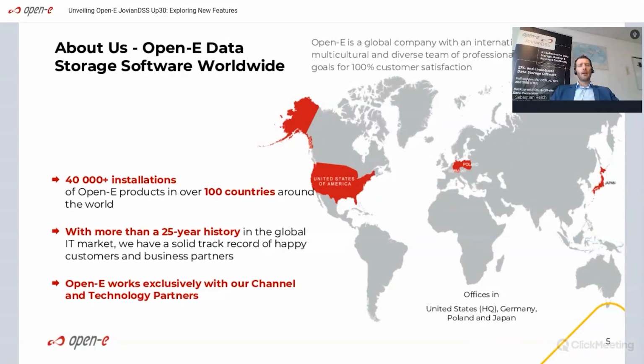To show you this map, this is where all our offices are, and we are very proud to say that we have done over 40,000 installations worldwide with Open-E products. This is with the previous versions, like DSS v6, v7, and of course our flagship ZFS product, JovianDSS. So we are in around 100 countries around the world. As already said, we are more than 25 years on the market, which I think is remarkable, because I have seen in my career a lot of companies get bankrupt or disrupted, and we're still here on stage, and I think this is pretty good.